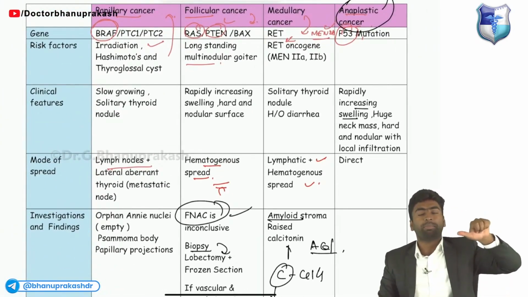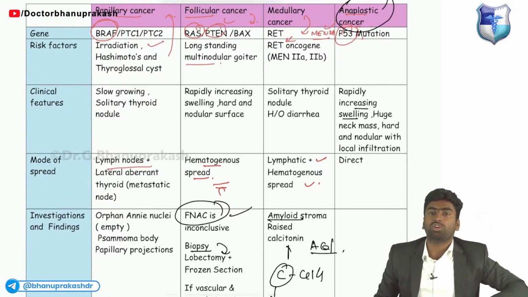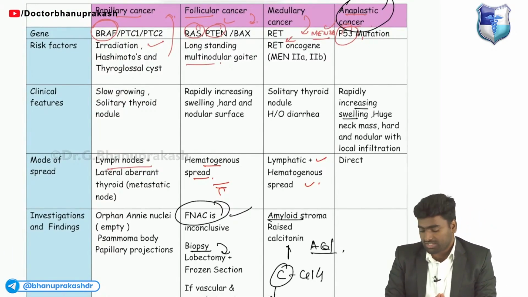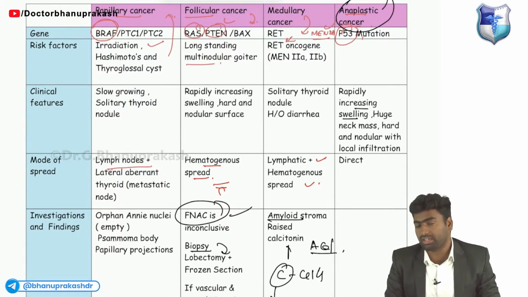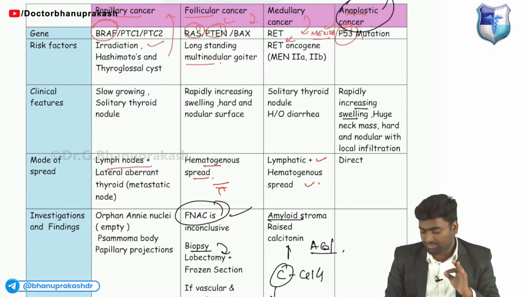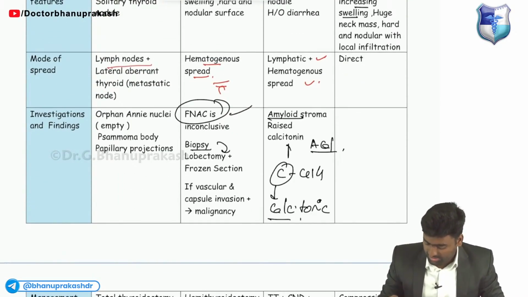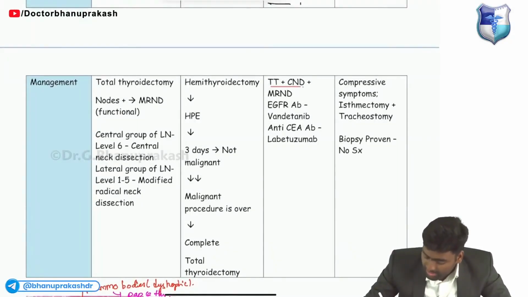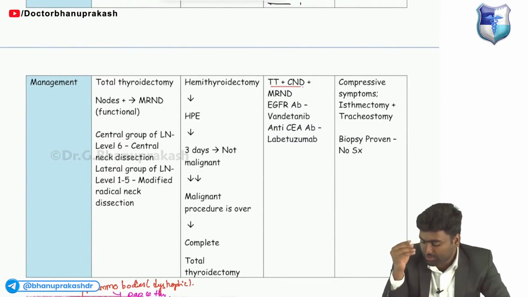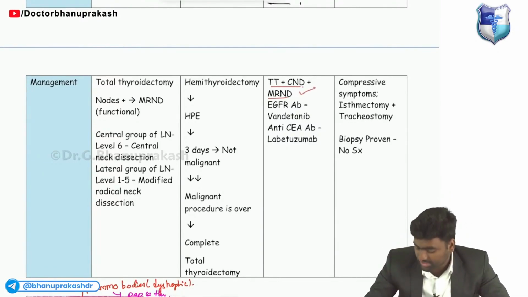And as I told you, papillary involves the lymph nodes, so we need to do thyroidectomy along with lymph node dissection, which is modified radical neck dissection. Whereas in the case of follicular carcinoma thyroid, it won't involve the lymph nodes, so we don't need to do modified radical neck dissection. Fine. Whereas in the case of medullary carcinoma thyroid, it will spread by both lymphatic and hematogenous routes. So in such cases, we need to go for modified radical neck dissection. Right?